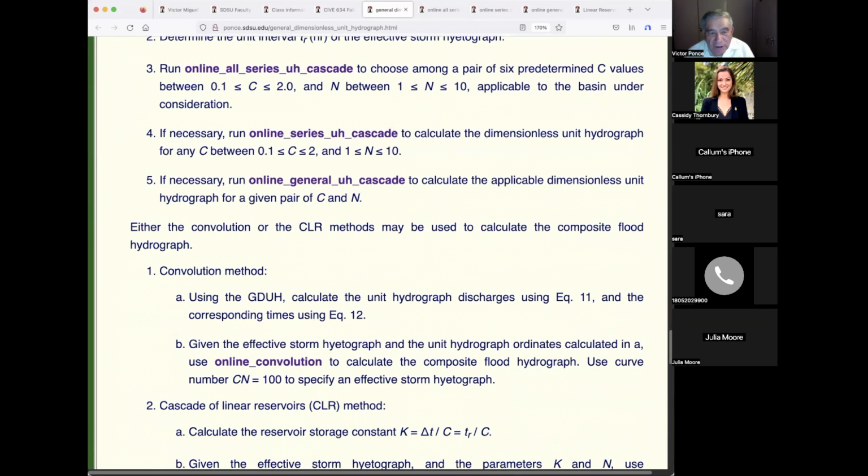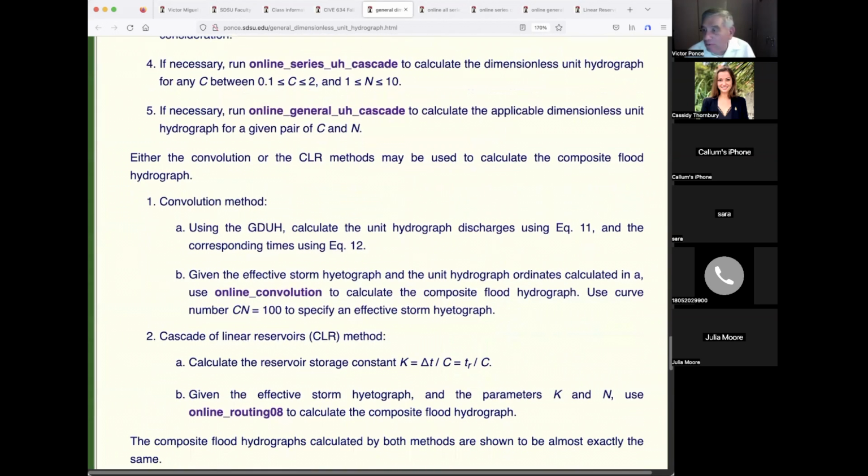Either the convolution method or CLR may be used to calculate the composite flood hydrograph. Now, if I have succeeded in confusing the heck out of you, so be it. Believe me, when I was starting this, I was also confused, but I just stuck it out until you get it, okay? Once you do it 3, 4, 5 times, then it's easy, but you have to do it.